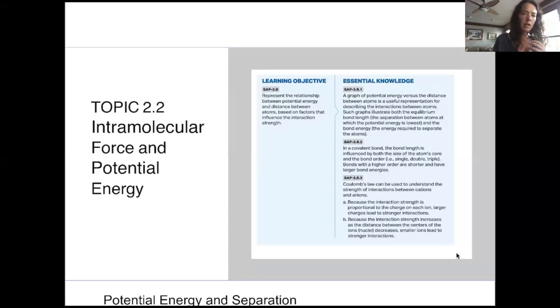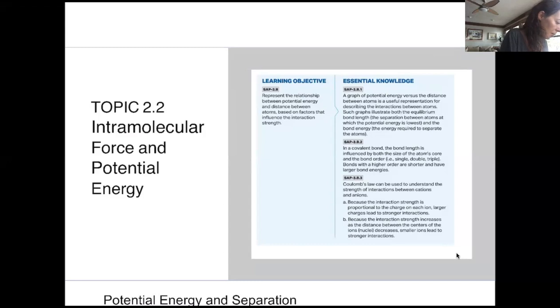We've got topic 2.2, intramolecular force and potential energy. Some of this stuff, as I said, requires knowing things that we haven't quite learned yet, so you just kind of have to take them at face value.